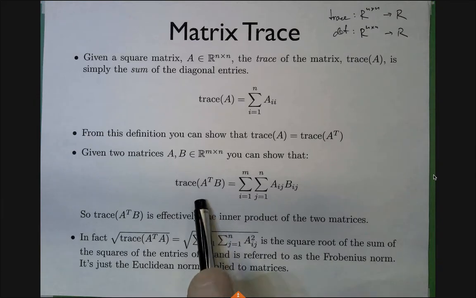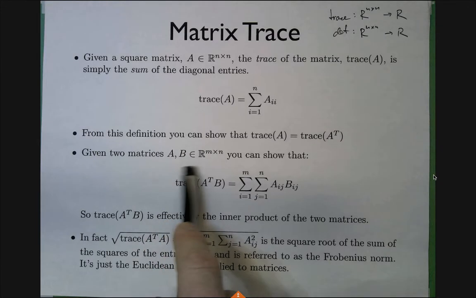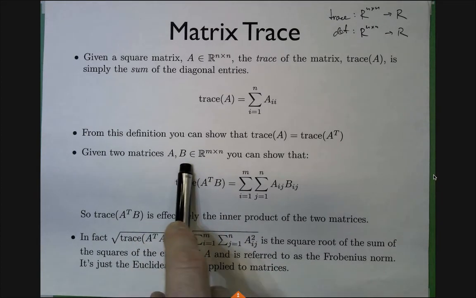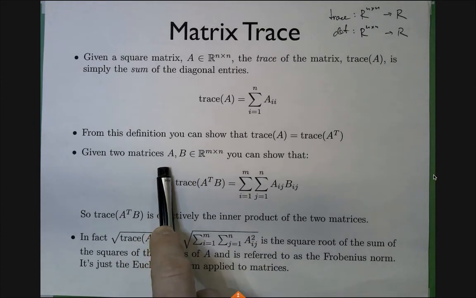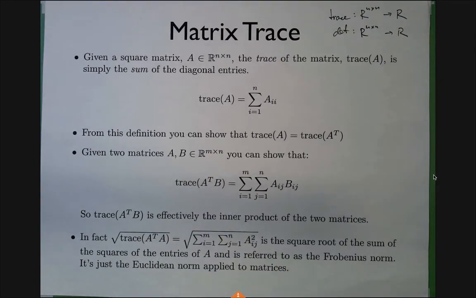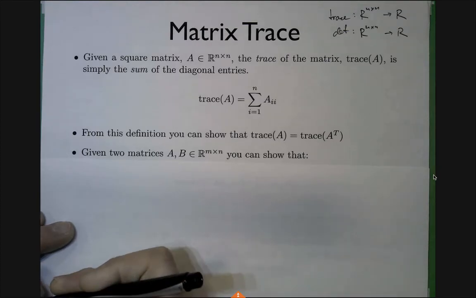Now, what is cool is the trace of a matrix product, A^T B. If I have two matrices, they don't even have to be square in this case. They can be m by n, but what I need is that they both have the same dimension. So both A and B are m by n matrices. Well, this is the final formula, but let's take a look at how we can derive it nicely.